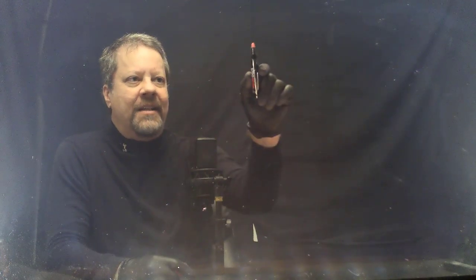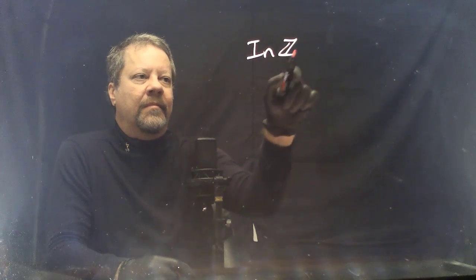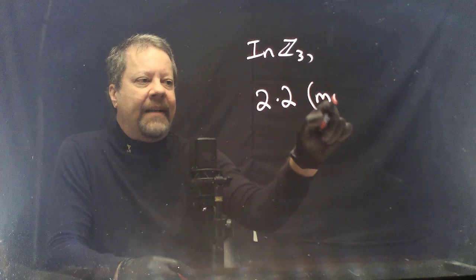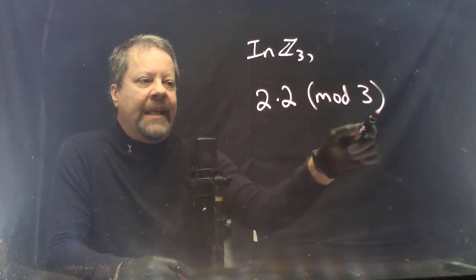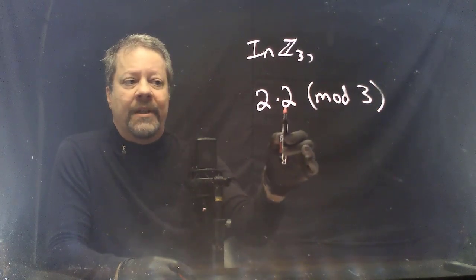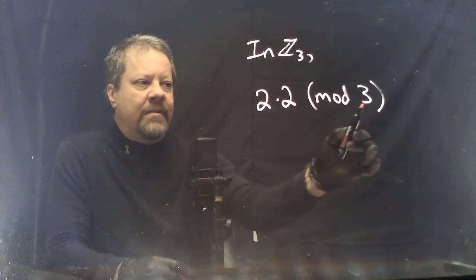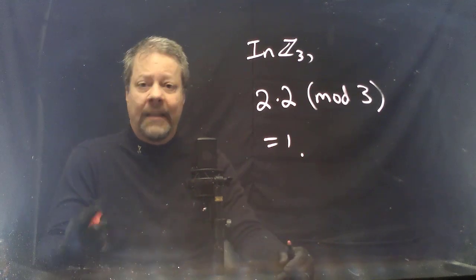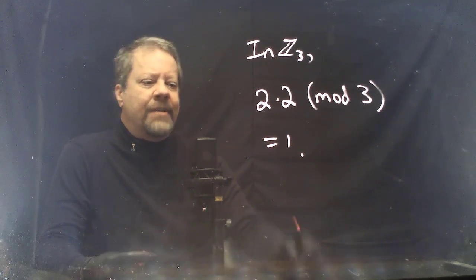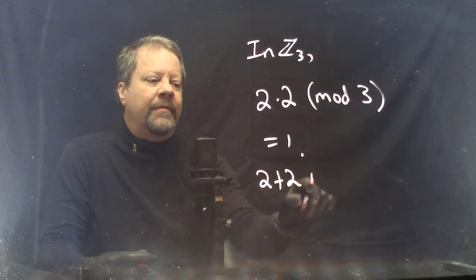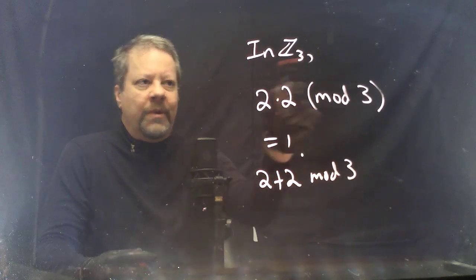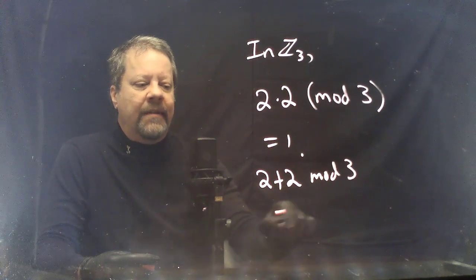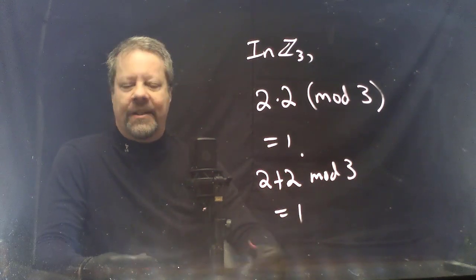Notice that in Z3, when we calculate 2 times 2, we do that mod 3. 2 times 2 is 4. Subtract 3, that gives you 1. In other words, we're doing modular arithmetic when we're dealing with Zp for some p. 2 plus 2 is 4. Mod 3, that's 1.